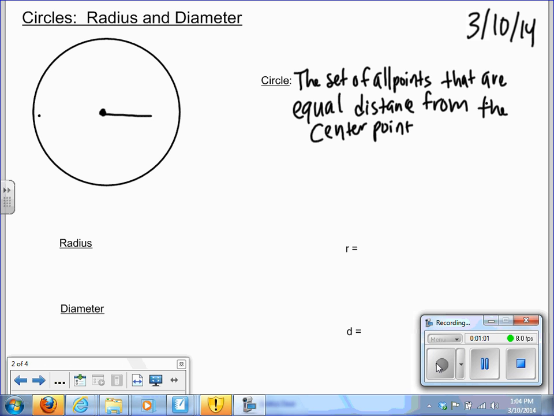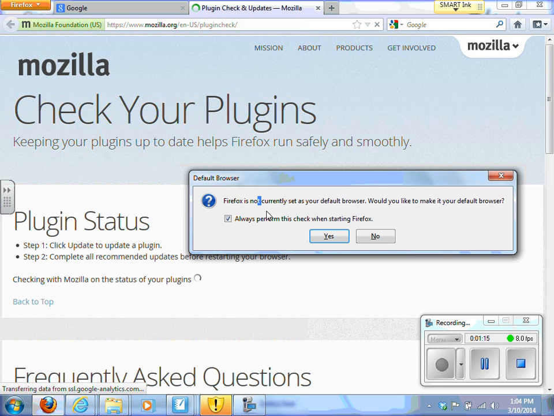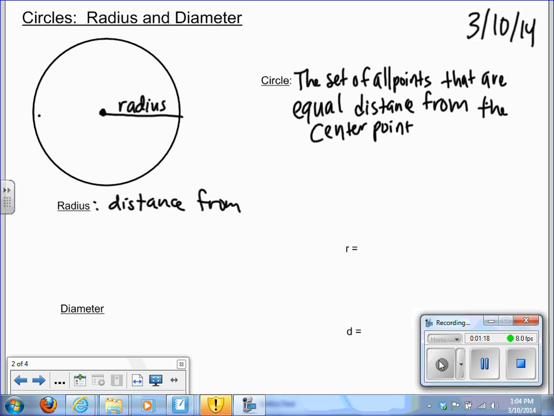If we talk about that distance from the center to the edge of the circle, we're now talking about what's called the radius. Okay, the radius is the distance from the center point to the circle. As you can see, the edge of the circle. Right? So just from the center point to the edge of the circle.